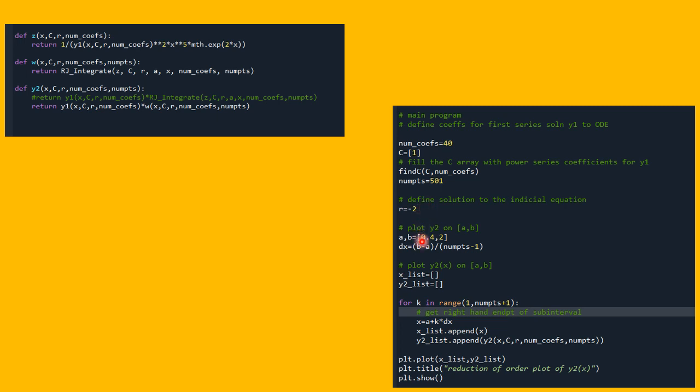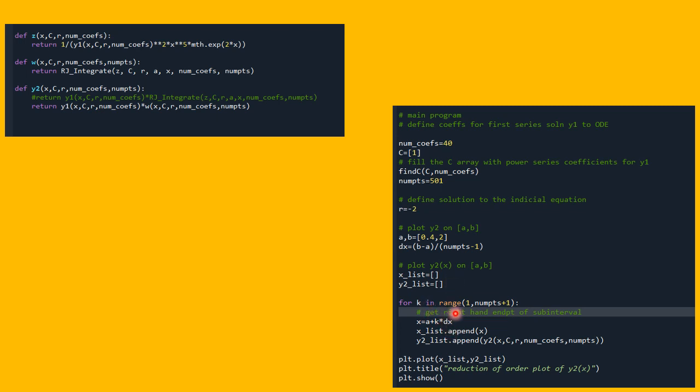We'll let a, b be the interval going from 0.4 to 2. Dx is just b minus a divided by the number of points minus 1, which is the number of intervals. And then we get ready to do some plotting. We construct an empty list, x list. We also construct another empty list, y2 list. And then we fill them up.